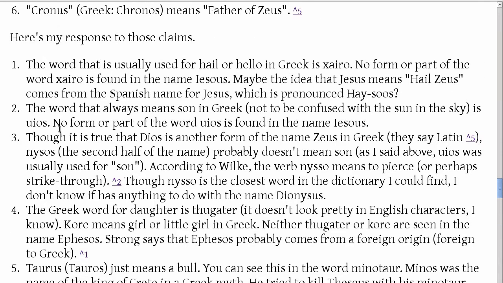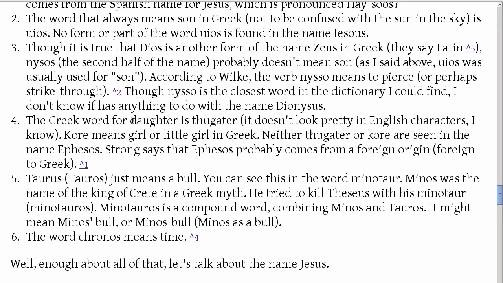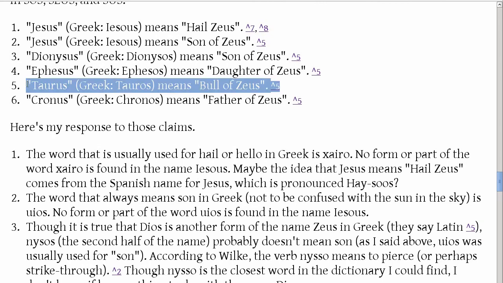Four, which goes to Ephesus, means daughter of Zeus. The Greek word for daughter is thugater. I know it doesn't look pretty in English characters. Kore means girl or little girl in Greek. Neither thugater nor kore are seen in the name Ephesos. Strong says that Ephesos probably comes from a foreign origin, foreign to Greek. So again, thugater and kore are not seen in Ephesos at all.